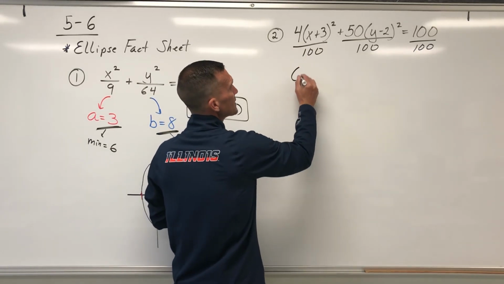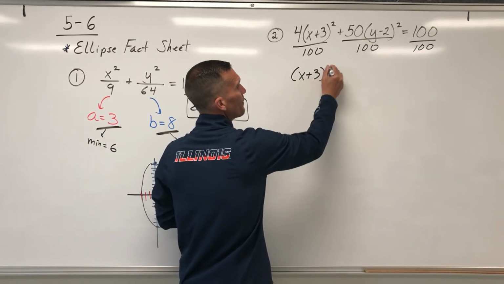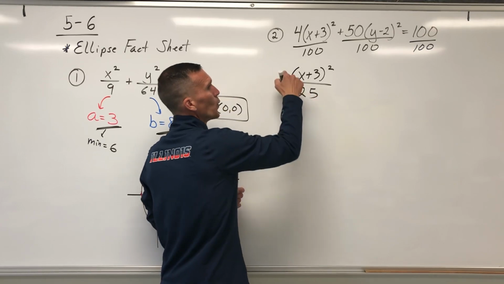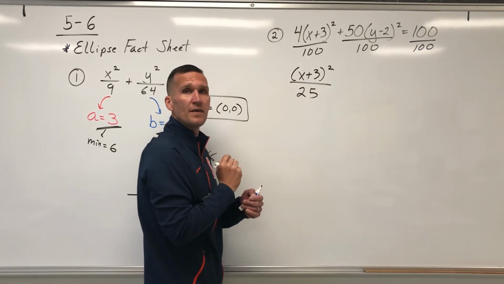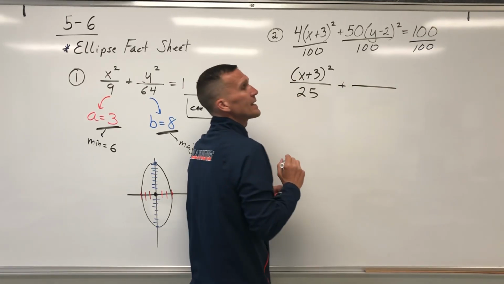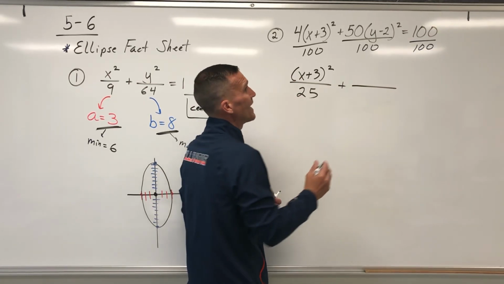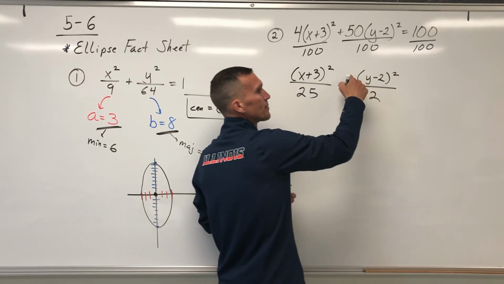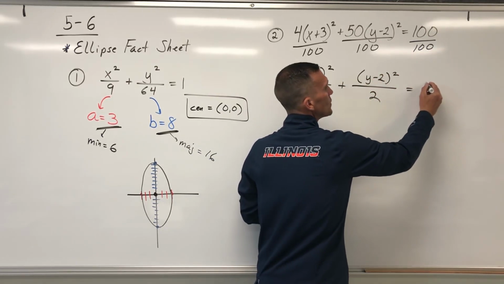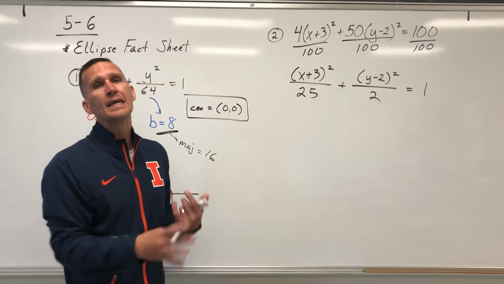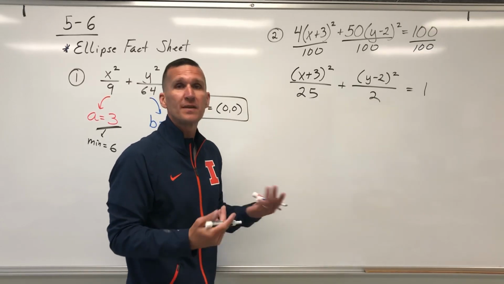So I keep the x plus 3 squared on top, and the 4 over 100 reduces to 1, which is invisible, over 25. Then there's a plus sign, fraction, and I have 50 over 100 is 1/2, so I have quantity y minus 2 squared over 2, representing 1/2, equals 1. Now I am ready to graph that ellipse, getting all my information from the ellipse fact sheet.